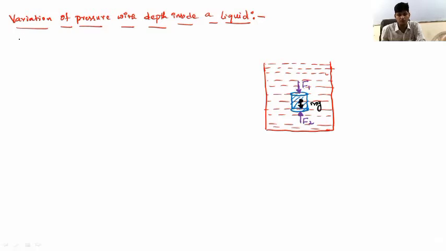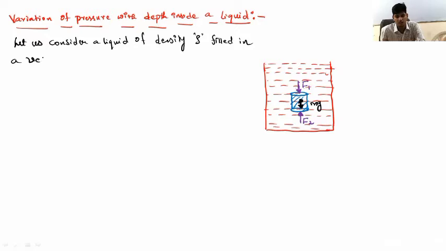So what we have done is, let us consider a liquid of density rho. Let the density of the liquid be rho. Let us consider liquid of density rho filled in a vessel as shown in the figure.